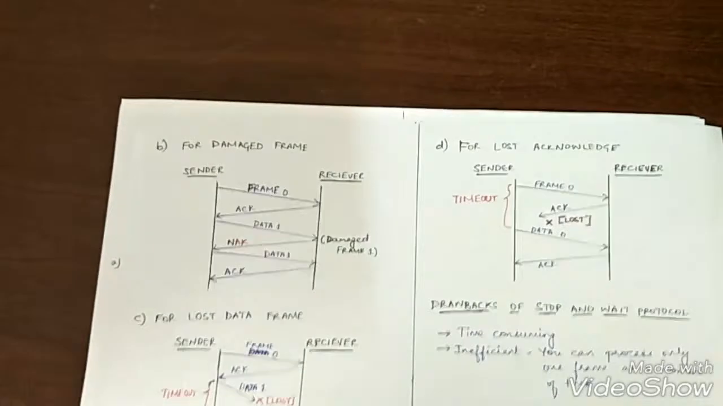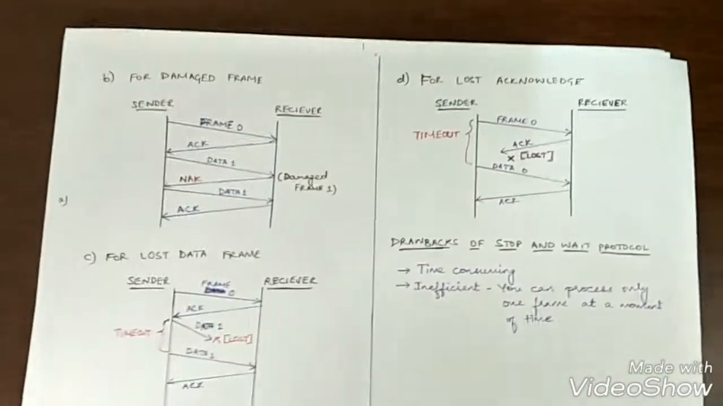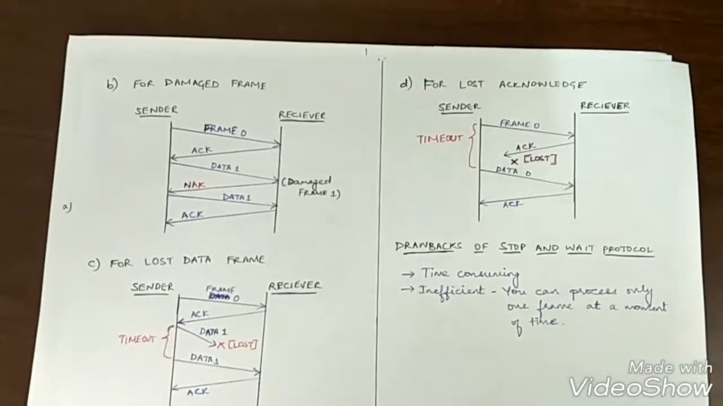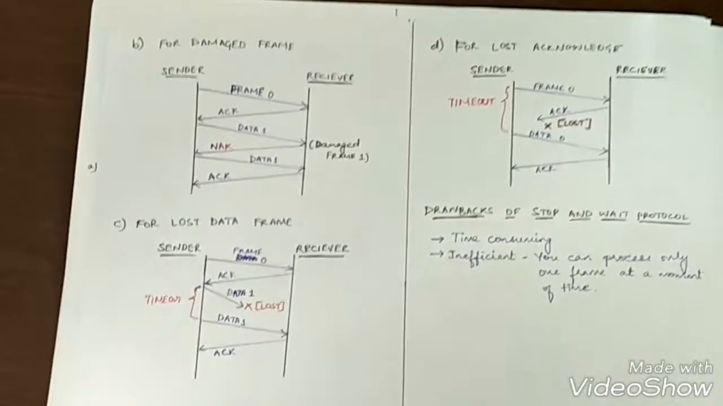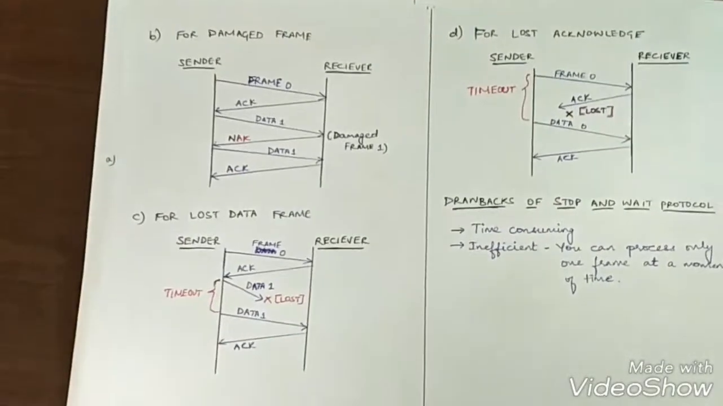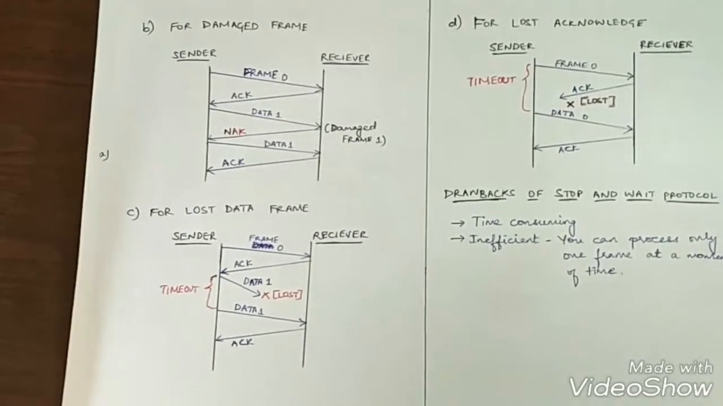So now there is another scenario for the lost acknowledgement. Suppose frame 0 is sent but the acknowledgement 0 is lost during the process. So there is a timeout mechanism which is used to make sure the sender retransmits the data again.